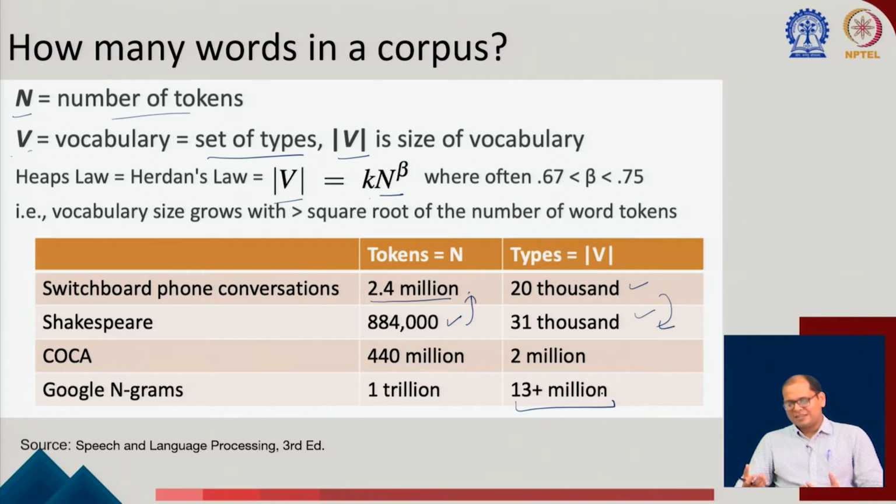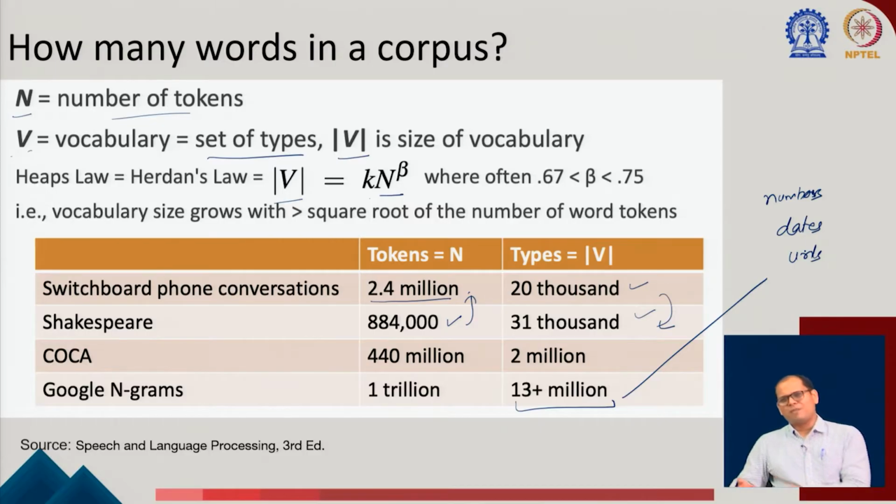If you really try to find out the vocabulary of everything available on the web, this will be huge. And why will this be 13 million? This may have everything including, say, numbers, or all different types of dates and URLs. All these things will also come in. When you do white space tokenization, all this will also be counted as your vocabulary.